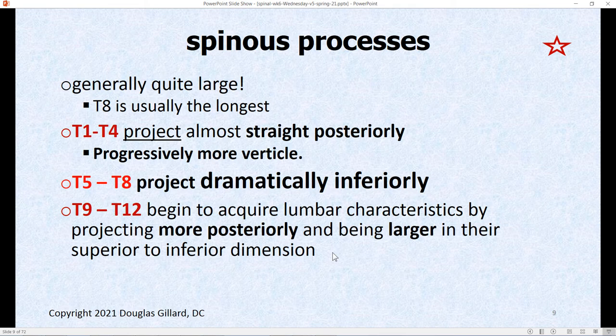Spinous process we've talked about. They project more vertically, especially T5 through T8. They're almost not quite straight vertical, but they're getting there. T1 through T4, though, project more horizontally, like the cervical and lumbar do, stick straight out. But they get progressively more vertical as you go from T1 through T4. And they get progressively more horizontal as you go from T9 to T12.